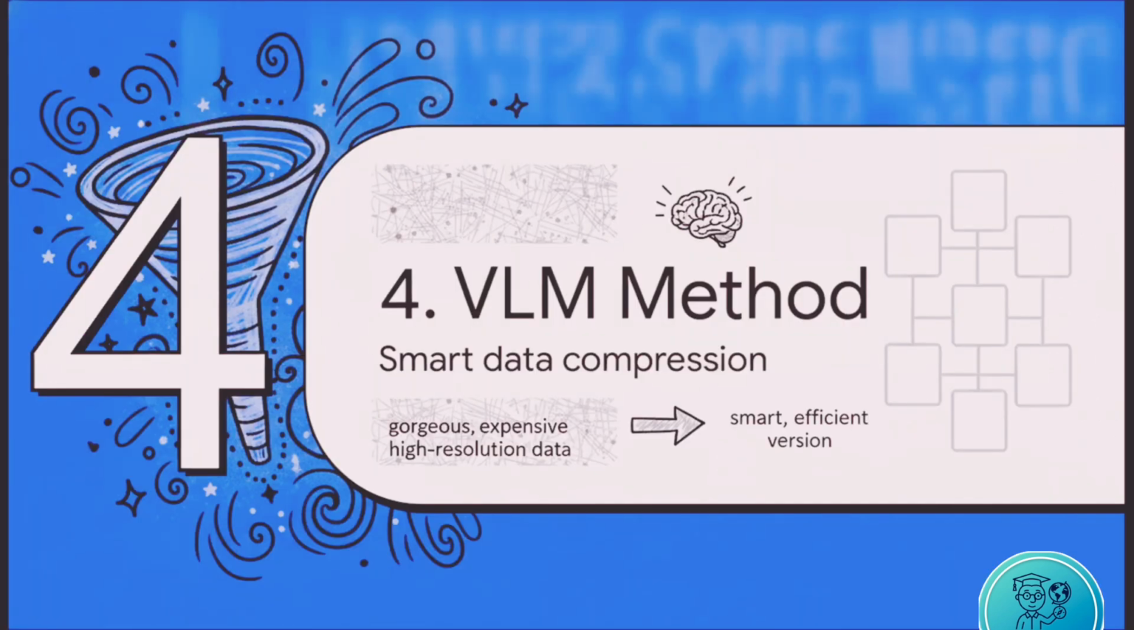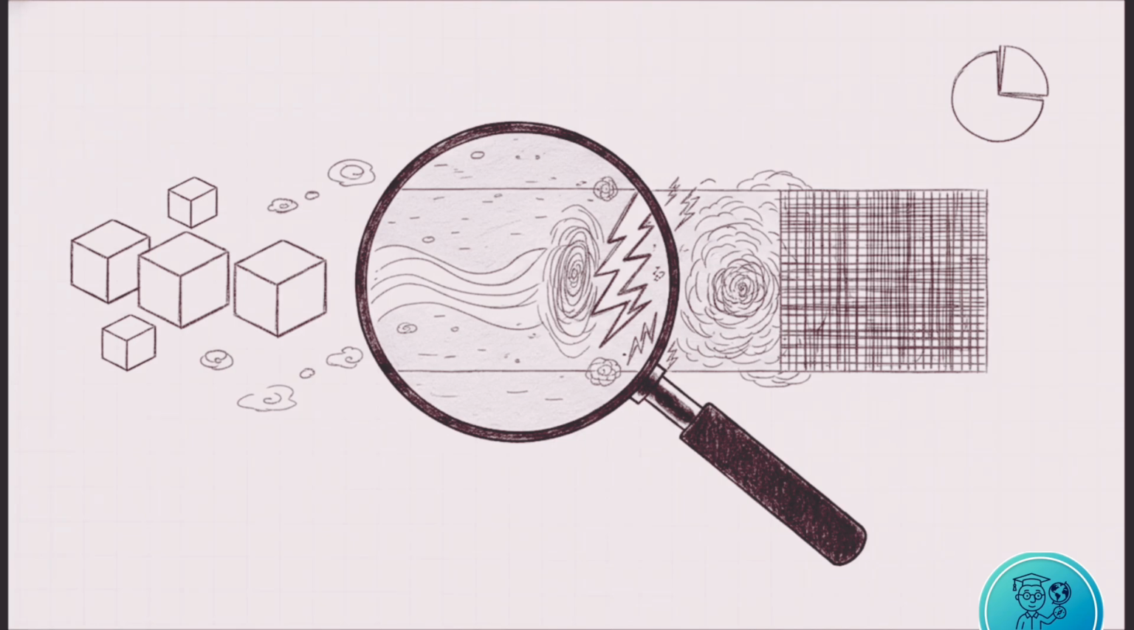Section 4. Variance-limited mipmapping, smart data compression. So to solve this, the researchers developed a brilliant hybrid called variance-limited mipmapping. Basically, the algorithm has to be incredibly smart. It needs to know exactly when it is mathematically safe to use that blocky, efficient 8-bit version, and when it desperately needs to preserve the gorgeous but computationally expensive high-resolution data.